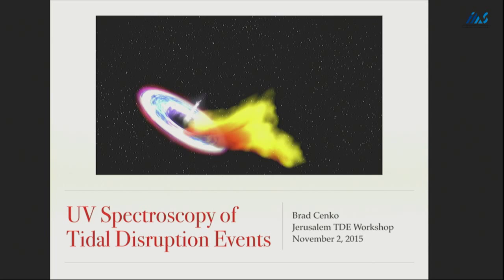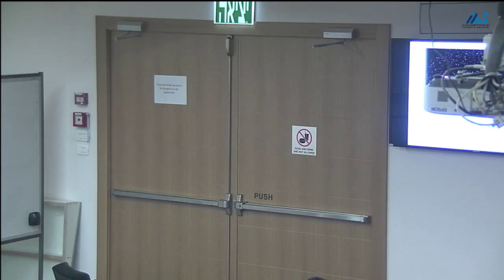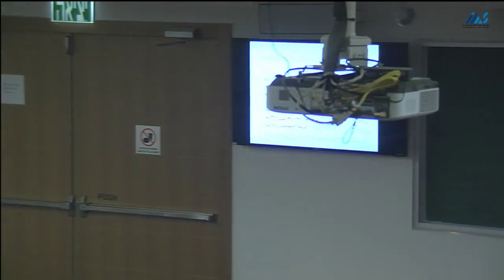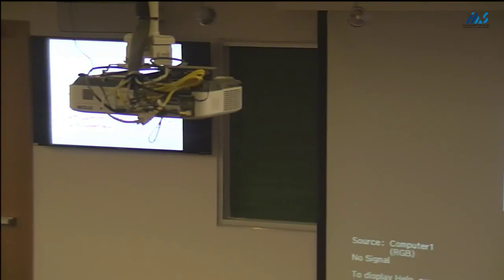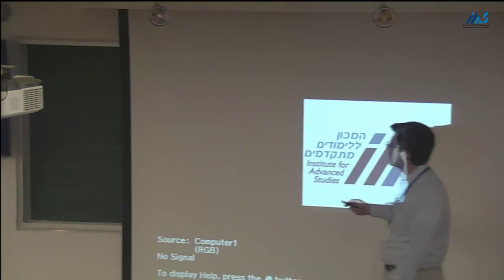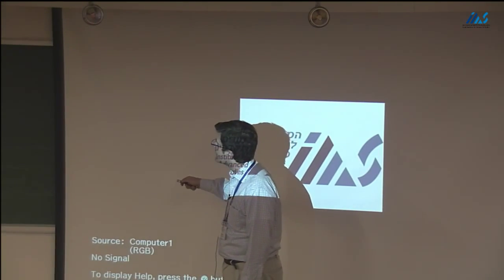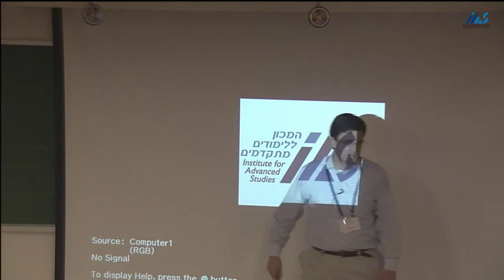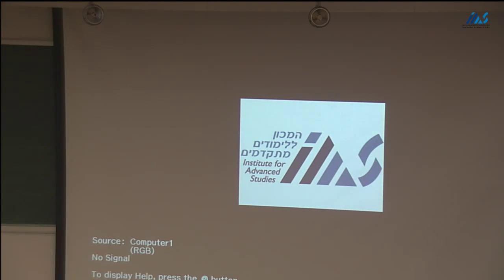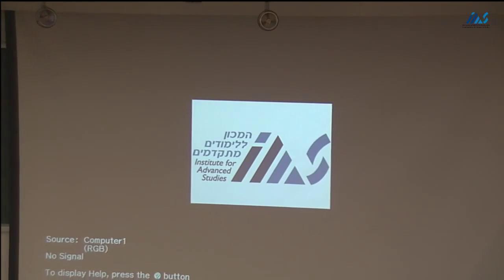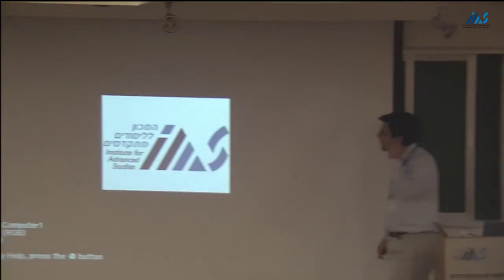I'm going to talk about a program I've been leading with HST to obtain UV spectroscopy of tidal disruption events. We've had some really nice introductions, even though I've only been here for the last couple of talks, to motivate this work. Yair showed this plot earlier showing that there's this continuum of hydrogen to helium ratios in the optical spectra of TDEs. There are a variety of different possible explanations for why that might be.